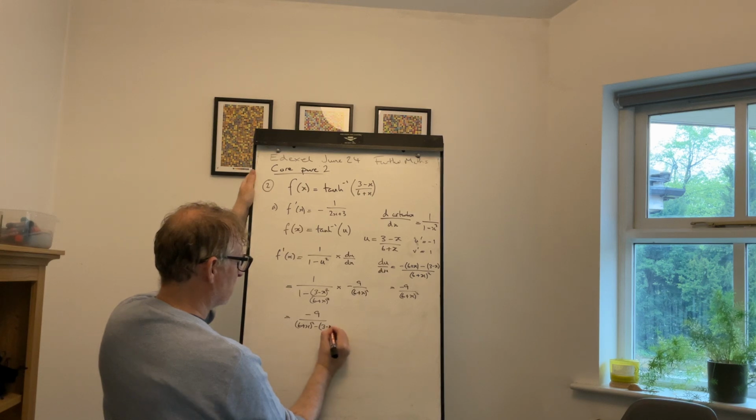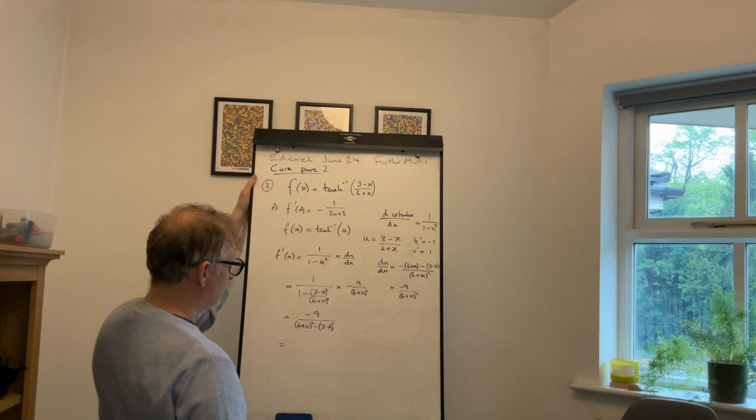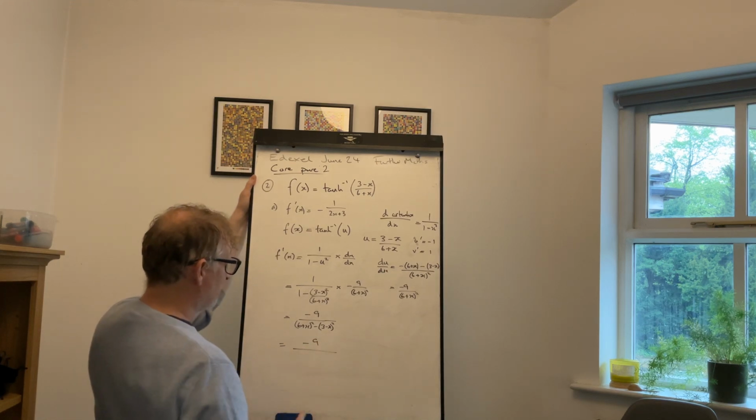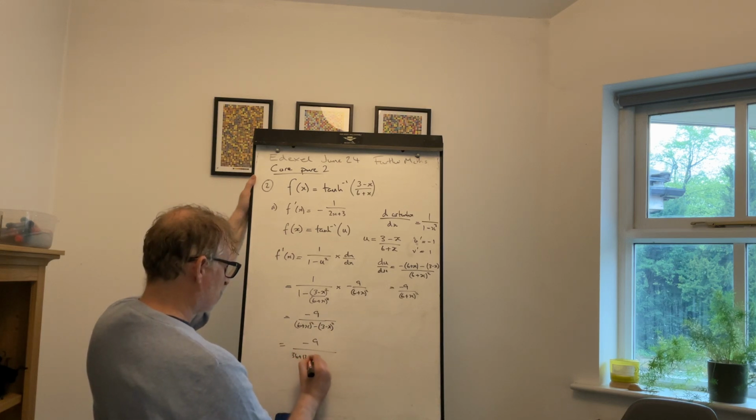Minus 3 minus x squared here. I'm sure some of you are shouting at me saying, why didn't you just do this? But I'm committed to this now, I'm going with it. 6 plus x all squared, what's that? 36 plus 12x plus x squared.